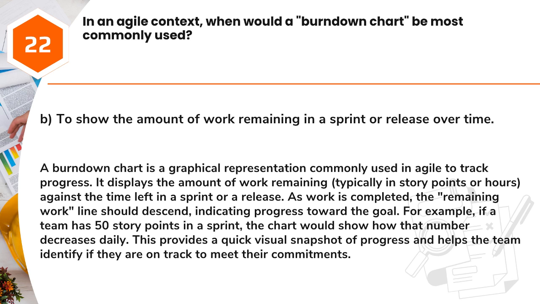For example, if a team has 50 story points in a sprint, the chart would show how that number decreases daily. This provides a quick visual snapshot of progress and helps the team identify if they are on track to meet their commitments.